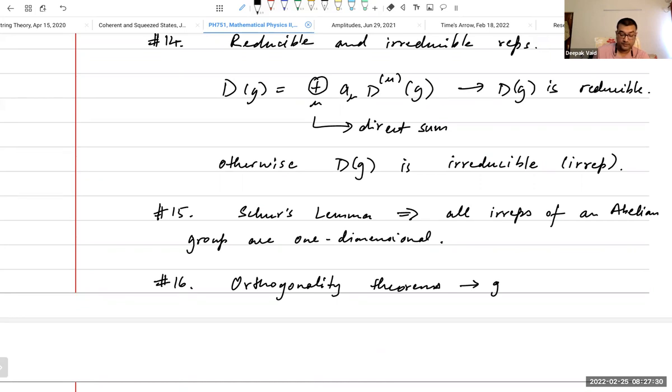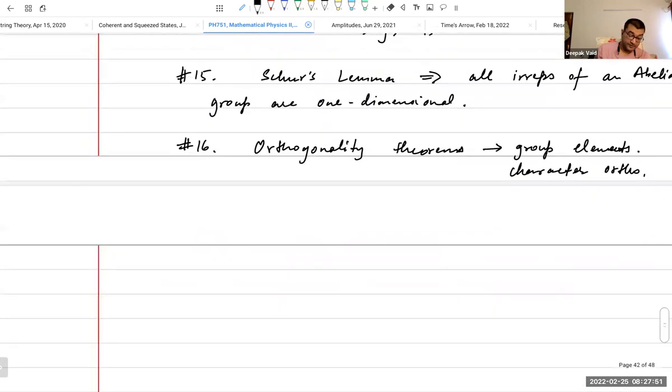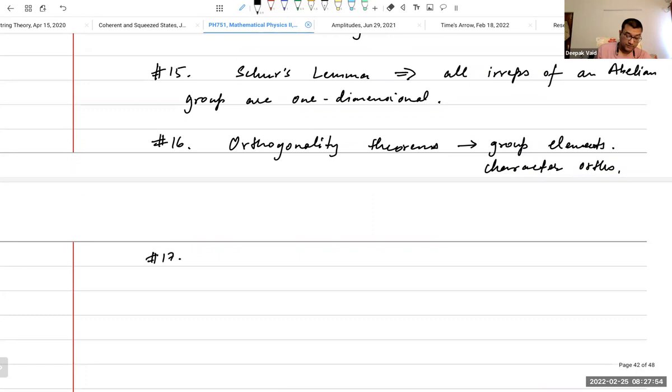There are two theorems at the level of the group elements, which is the main one, and then at the level of the characters, which can be derived from the first one. Okay, and then you have the concept of direct products of representations.